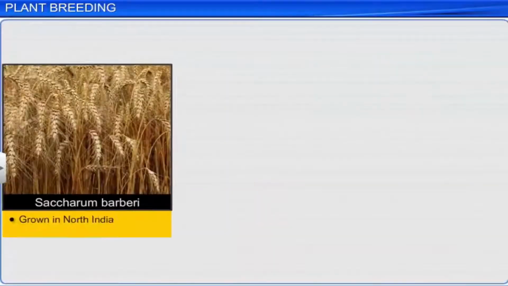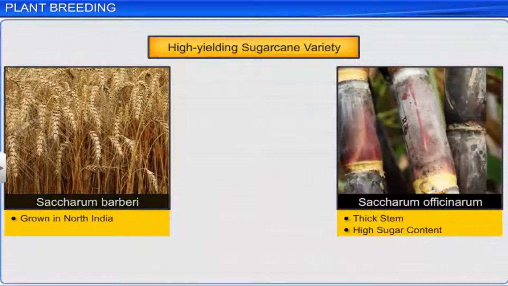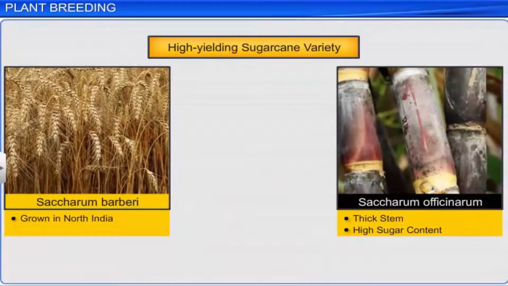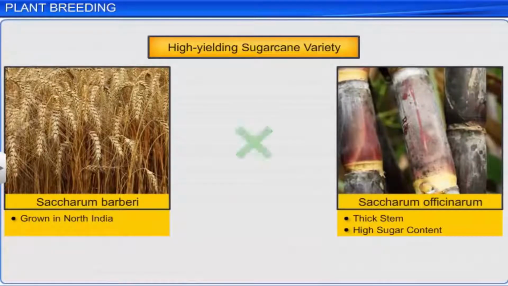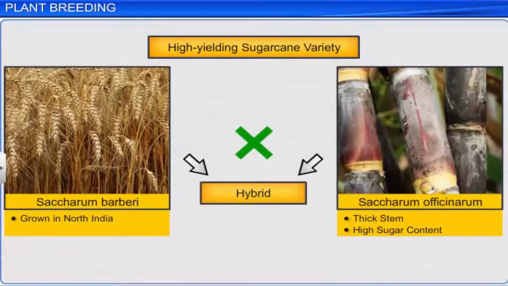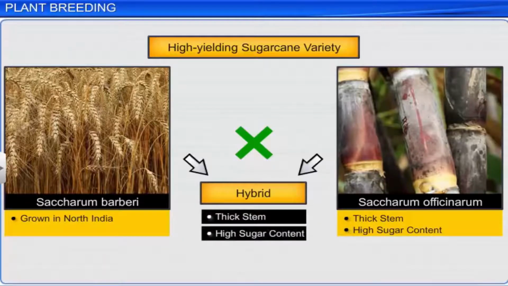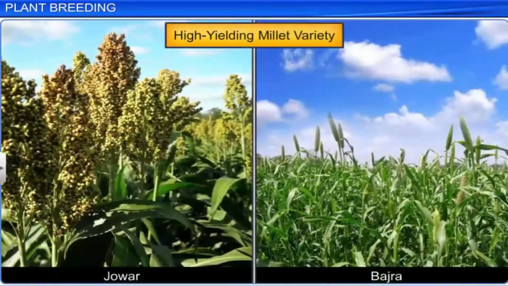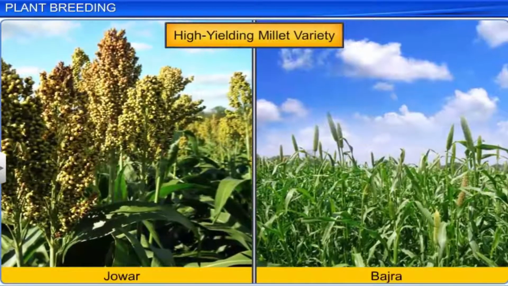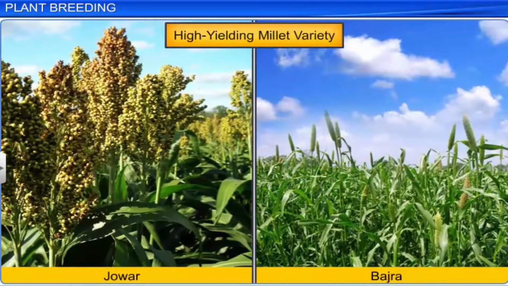In the case of sugarcane, Saccharum barberi and Saccharum officinarum were crossbred to get a hybrid. The hybrid obtained had both the characters of its parents, such as a very thick stem with higher sugar content, and the ability to grow in northern parts of India. Similarly, high-yielding hybrids of millet, such as jawar and bajra, which are resistant to water scarcity, were also developed in India.